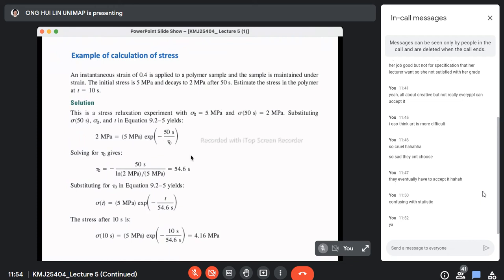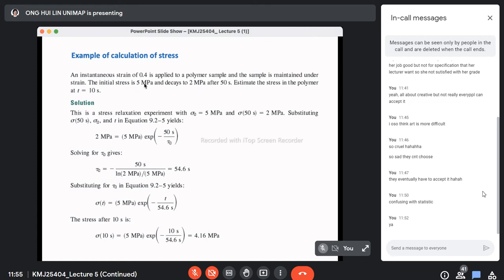So we can use this constant and apply it to another one. Now we have 10 seconds, and we want to know the stress at 10 seconds, which we don't know yet. We know the time is 10, and we have the constant already. So we substitute and calculate. In the end, we get 4.16 megapascal. So after 10 seconds, it is reduced to 4.16 megapascal.